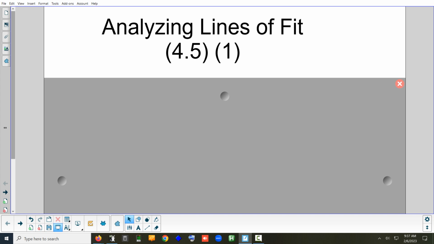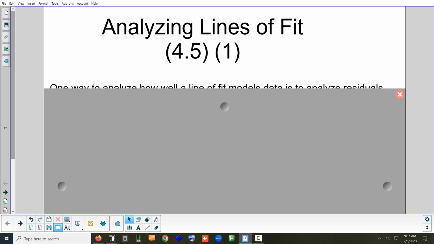You can do that by hand. There's some formulas, it's a little bit beyond what we do in Algebra 1 to do it by hand. But we're going to use a tool that can do it for us. And we'll look at that in a little bit.